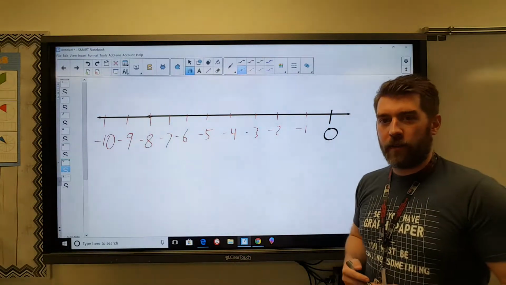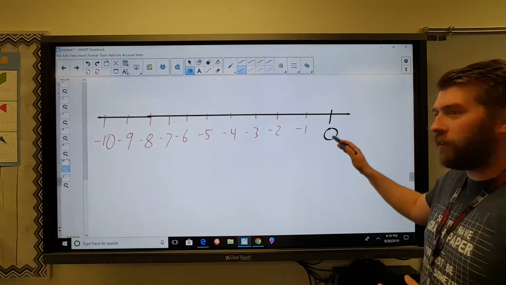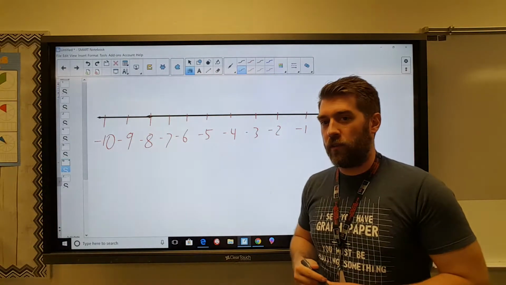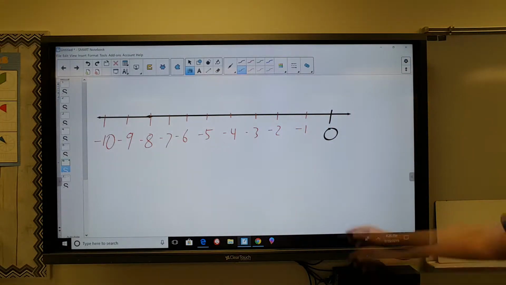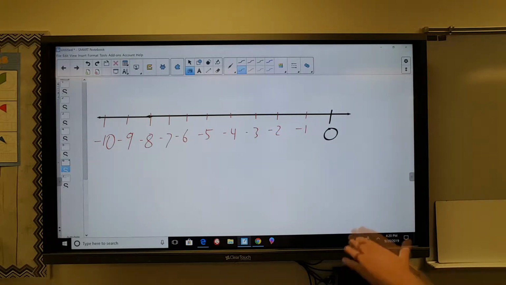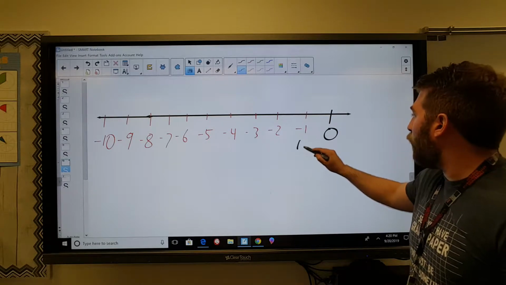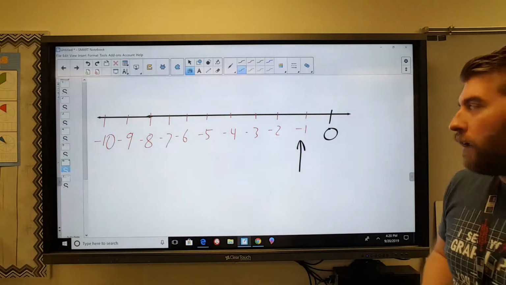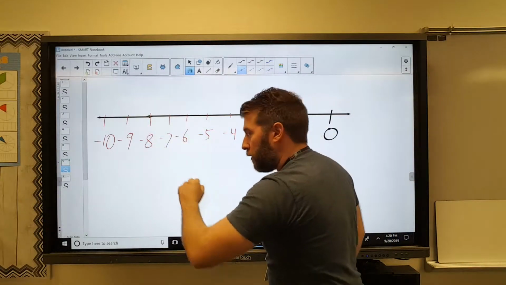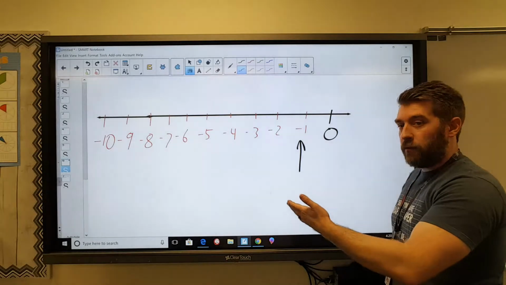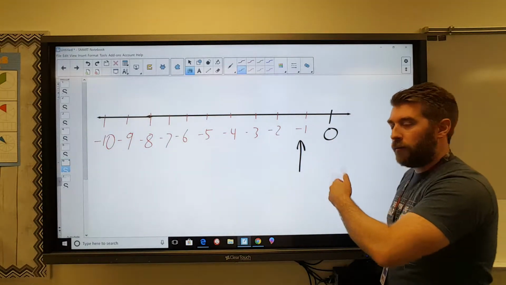Okay, as you can see, I've set up a number line here where I have a 0 and then just negative integers. So based on these numbers, just the ones I have up here, negative 1 through negative 10, on this number line, what's the greatest value negative number I have? Well, it's negative 1, because negative 1 is furthest to the right of all these other negative numbers. Or, as some of you like to say, it's closer to 0.